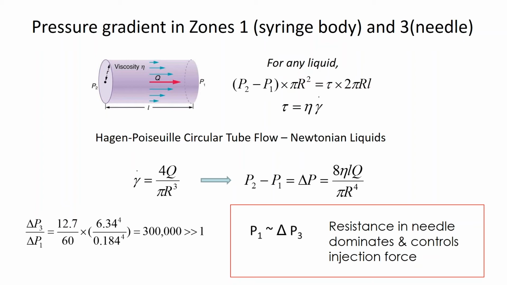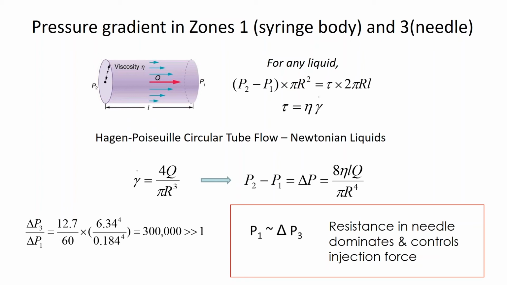So focusing in on the pressure gradient that you need in the syringe body and the needle to introduce flow through these cylindrical regions. Basically, for any flow through a circular tube, you're going to have another force balance here. It's the pressure drop times the cross-sectional area of the cylinder, balanced by the viscous stress times the area of the entire inside of the tube. And this viscous stress is, as we've defined before, the viscosity times the shear rate.